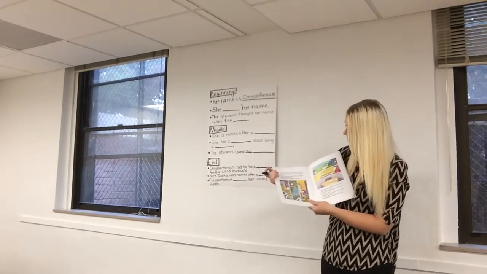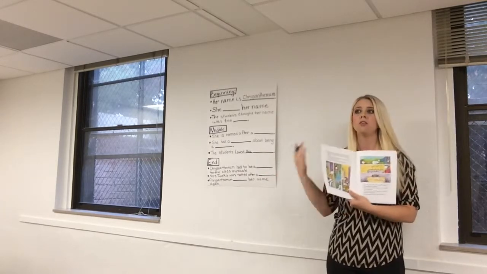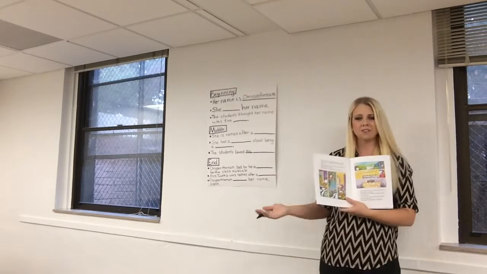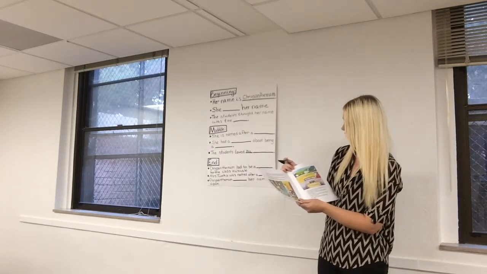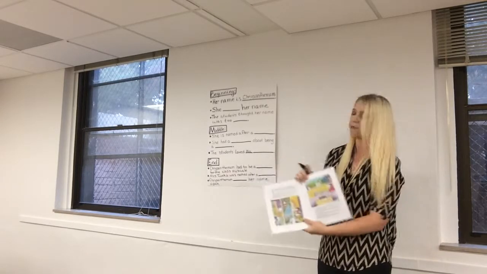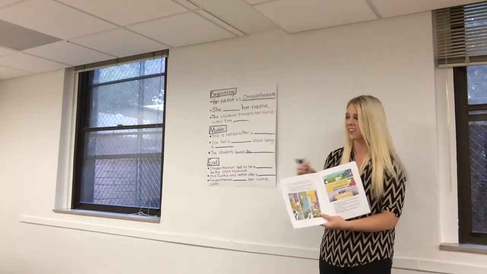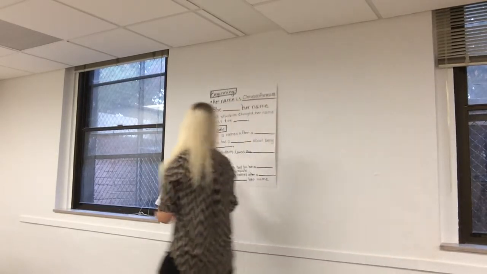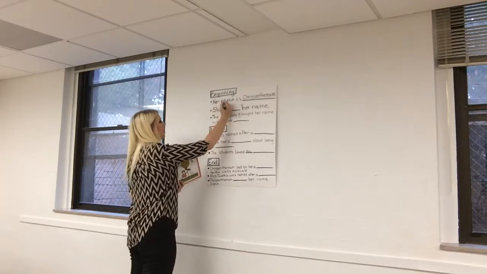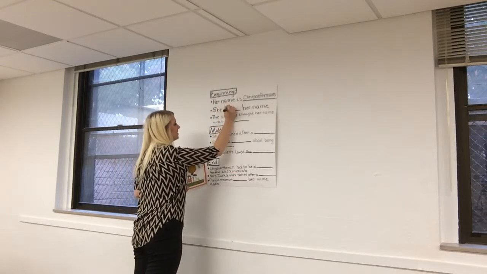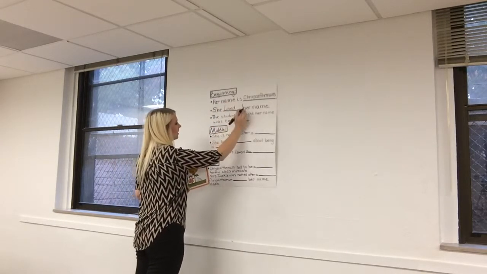I've already found another key detail in the story. It says in here several times that Chrysanthemum loved her name. So if I was telling someone who hasn't read the story, I would tell them that she loved her name. So I'm going to write that on our board. She loved her name.